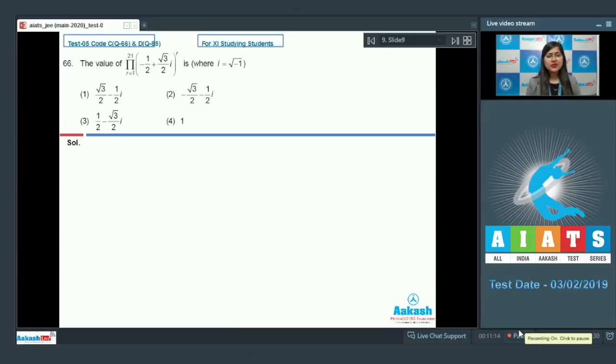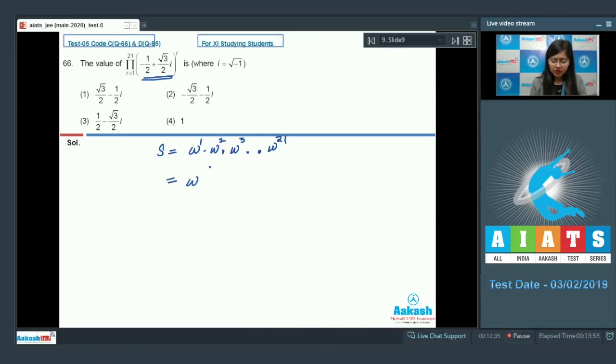Next is question number 66, which says that the value of the product, r going from 1 to 21, of minus 1 by 2 plus root 3 by 2 iota, whole raised to the power r, is? Now we can see that the value written inside the bracket is omega. Hence we can directly write it, let us say the sum is equal to S. So this can be written as omega raised to the power 1 into omega raised to the power 2 into omega raised to the power 3, up till omega raised to the power 21.